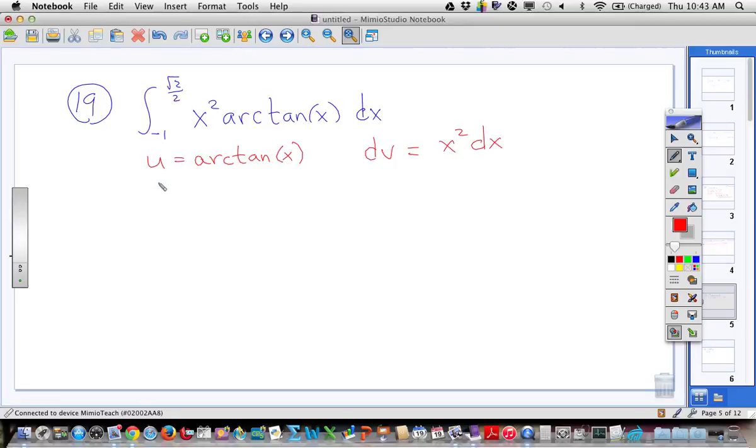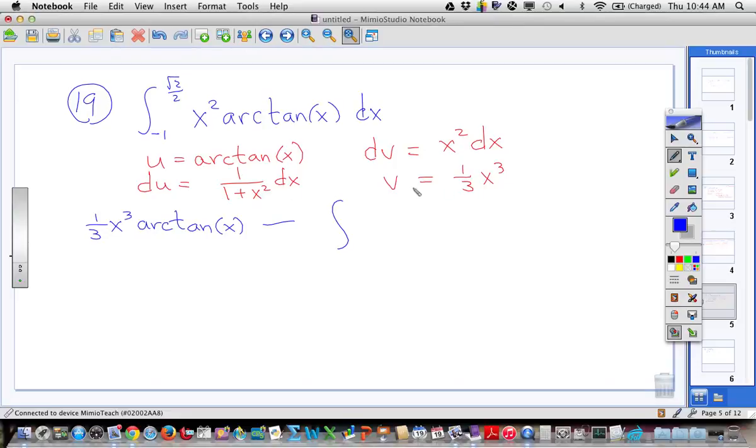All right, so the du is what? What's the derivative of arc tan? 1 over 1 plus x squared dx. And the v, antiderivative of x squared, 1/3 x cubed, and don't worry about the plus c till later. All right, so now I end up with u times v, so that'd be 1/3 x cubed times arc tan x minus the integral of v du.